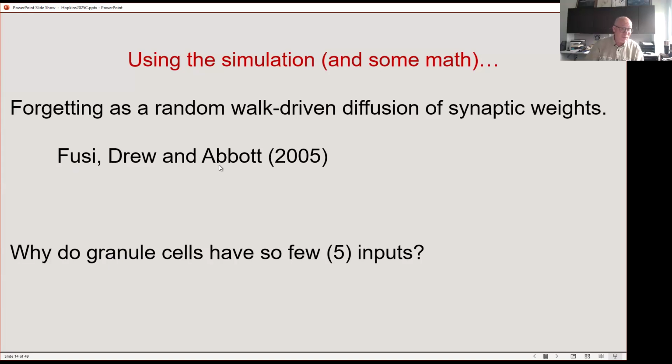And I want to say that this work is very much inspired by a paper from Larry Abbott's lab in 2005 that talked about how forgetting can occur just because of the way activity is happening at night between sessions and such. Then I'm going to talk briefly about work that we've been doing with this classic interesting question of why do the cerebellar granule cells have so few excitatory inputs from mossy fibers.